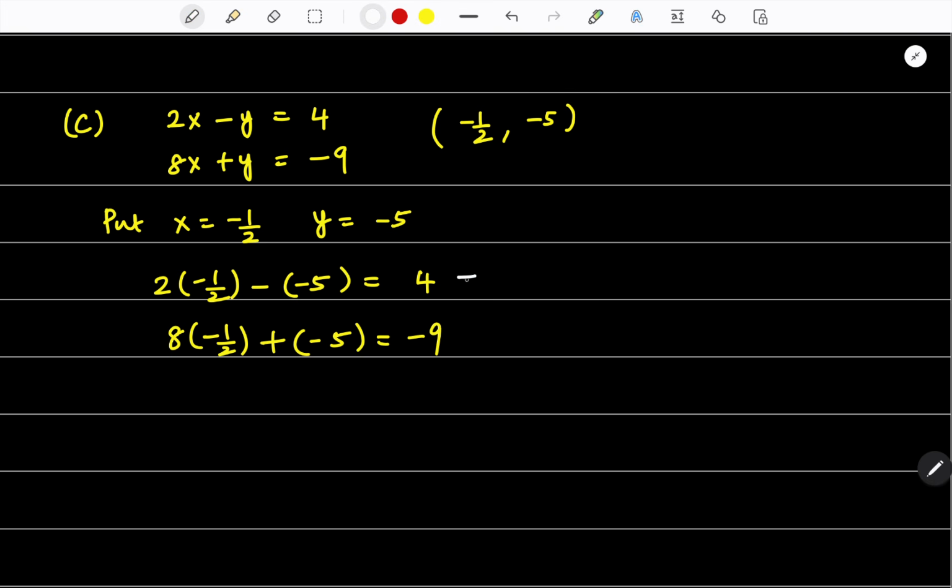So what is on the left hand side of the equation? The equation is 4. Yes, it is verified. What is on the next side? It is minus 9. So it is verified. So we are going to write what? Yes, it is a solution.